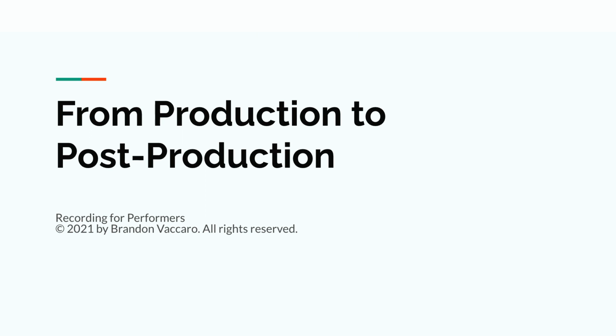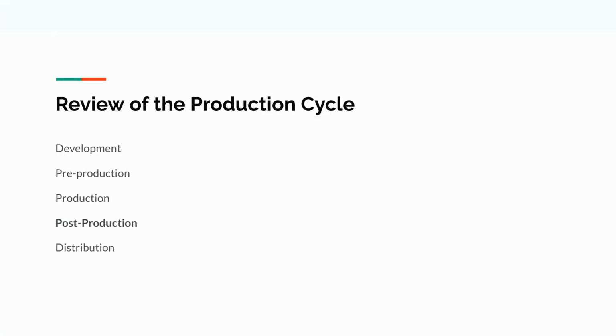We're going to begin to talk about the transition from production to post production. So, just a quick review of the production cycle. Remember, we start out with the development period, then we move into pre production, production, post production, and then distribution. So, what we're talking about right now is really this shift from production to post production.